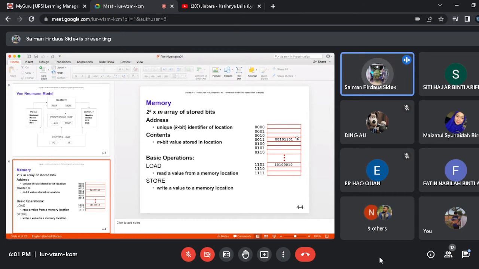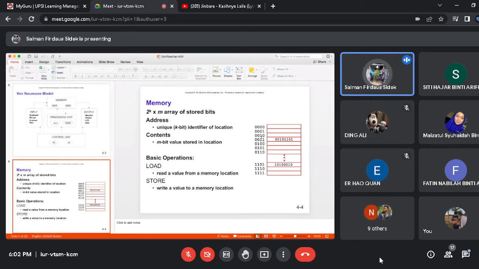So the formula is 2 to the power of K times M. K refers to the number of bits of the address. Let's say in this example, how many bits are used to represent the address? 4 bits. The 4 bits on the left represent the address. Okay, so K is equal to 4.